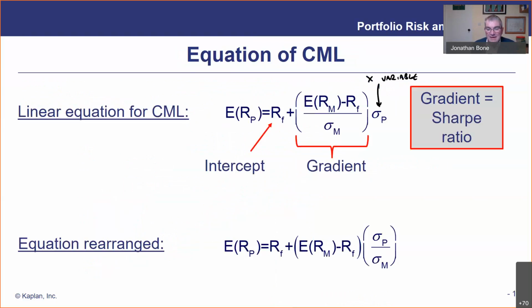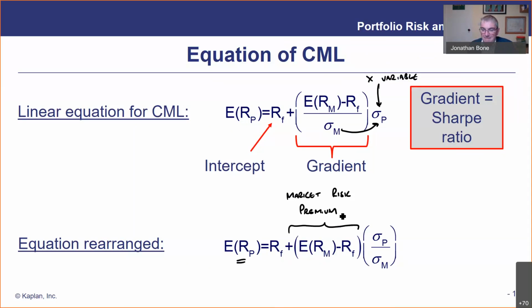Now, notice what they're then going to do with this formula. They're slightly going to rearrange it. Only slightly, just going to swing that over there. And we then get the expected return on the portfolio is the risk-free rate plus the expected return on the market minus the risk-free rate times the standard deviation of the portfolio over the standard deviation of the market. This is known as the market risk premium. In other words, the premium that you get over and above the risk-free rate for holding the market portfolio.